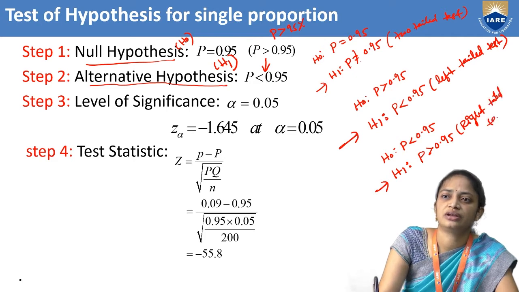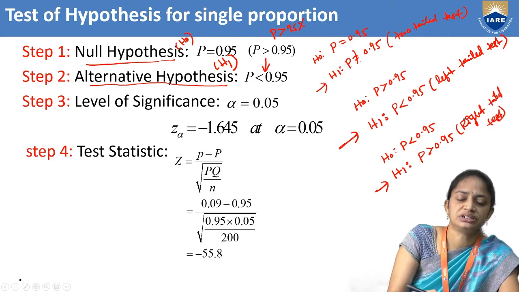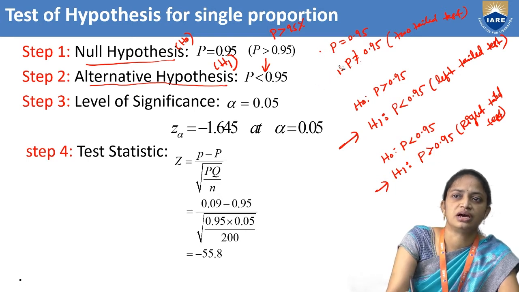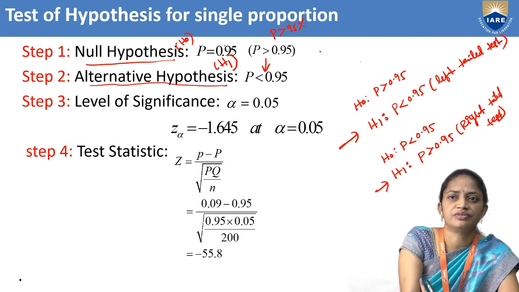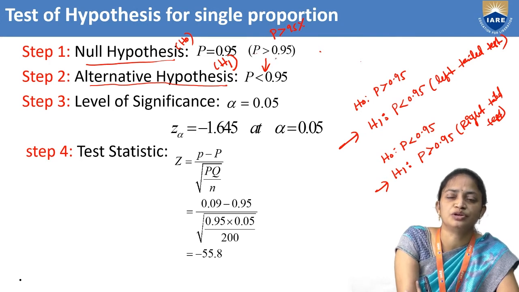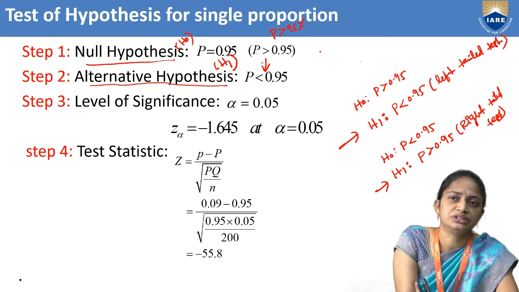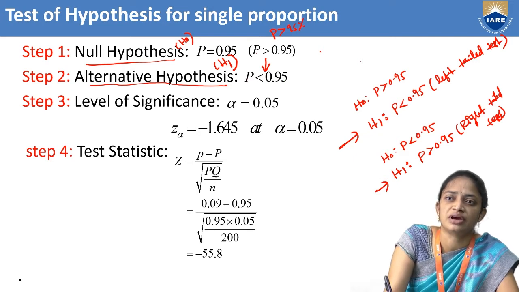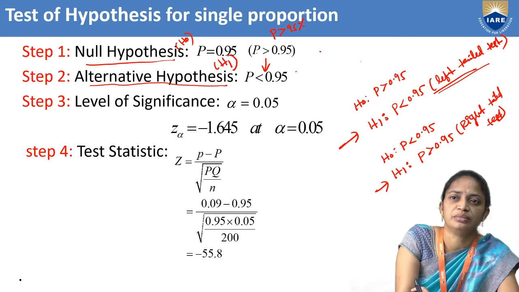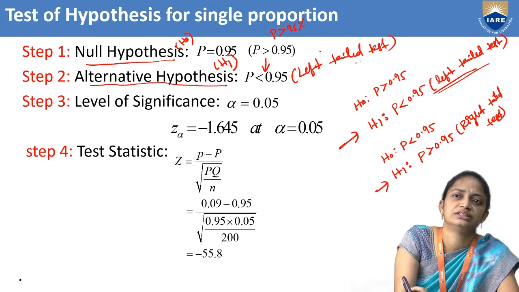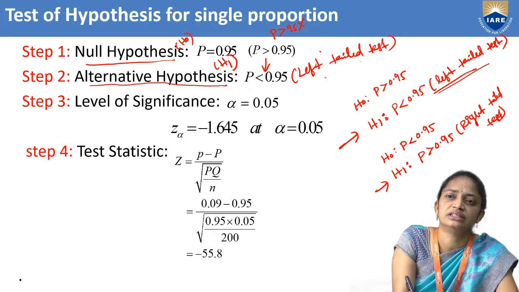Observe our question carefully. Our question is p greater than 0.95. So what is the alternative hypothesis? According to our definition, the alternative hypothesis is the opposite of the null hypothesis. So p greater than 0.95 becomes p less than 0.95, and if p is less than 0.95, that is a left-tailed test.